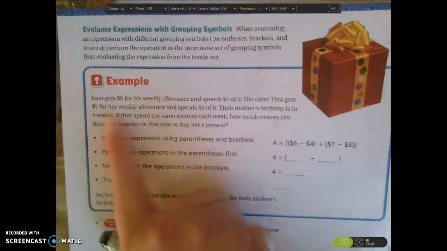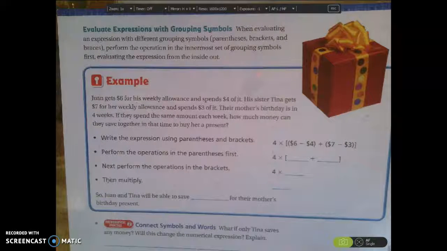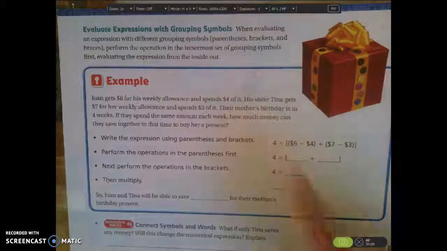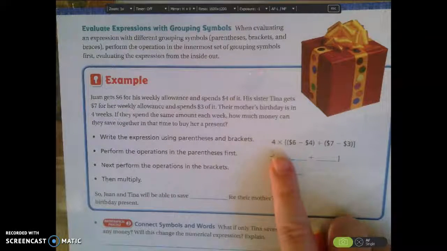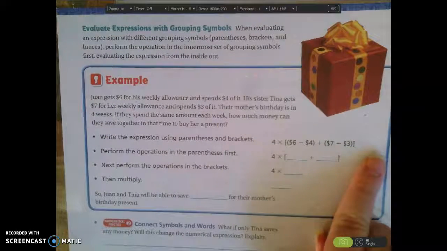So here we have Juan gets $6 for his weekly allowance and spends $4 of it. His sister Tina gets $7 for her weekly allowance and spends $3 of it. Their mother's birthday is in 4 weeks. If they spend the same amount each week, how much money can they save together in time to buy her a present? So first step is to write the expression, which they already have for us.